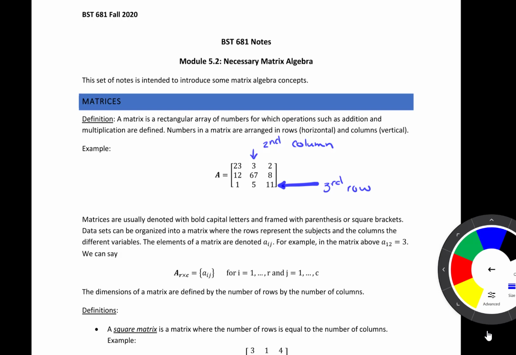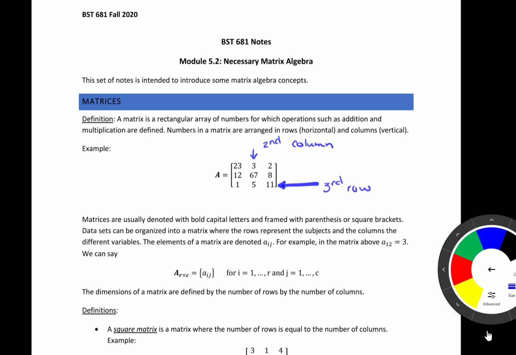Data sets can be organized into a matrix where each of the rows represents the subjects and each of the columns the different variables. So typically when you see a data set that you've gotten, this is usually how it's organized. Each of the subjects has their own row that has all of the measurements for the different variables, and then the columns represent those variables.